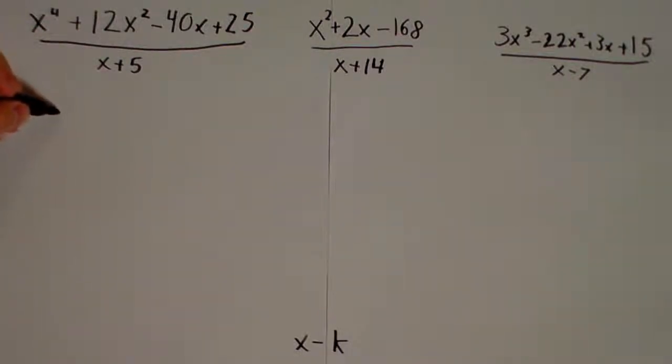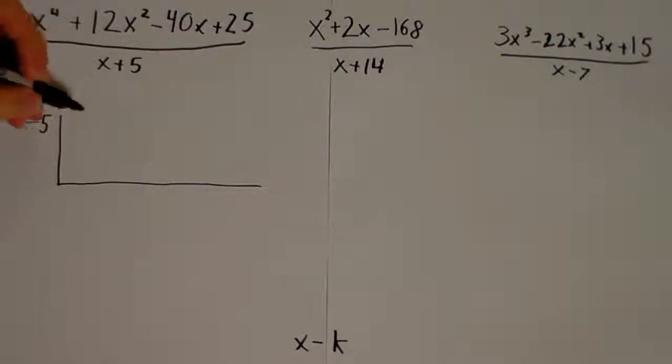So let's set up the synthetic division problem. We're going to use negative 5 as our k, like I said, and then we're going to just use the coefficients of these. So the coefficient of x to the 4th is just 1. It's tempting here to put 12 as our next coefficient because we've got 1x to the 4th, 12x squared, negative 40x. But what's missing here? We're missing a cubed term. There is no x to the 3rd. Why do you think that might be?